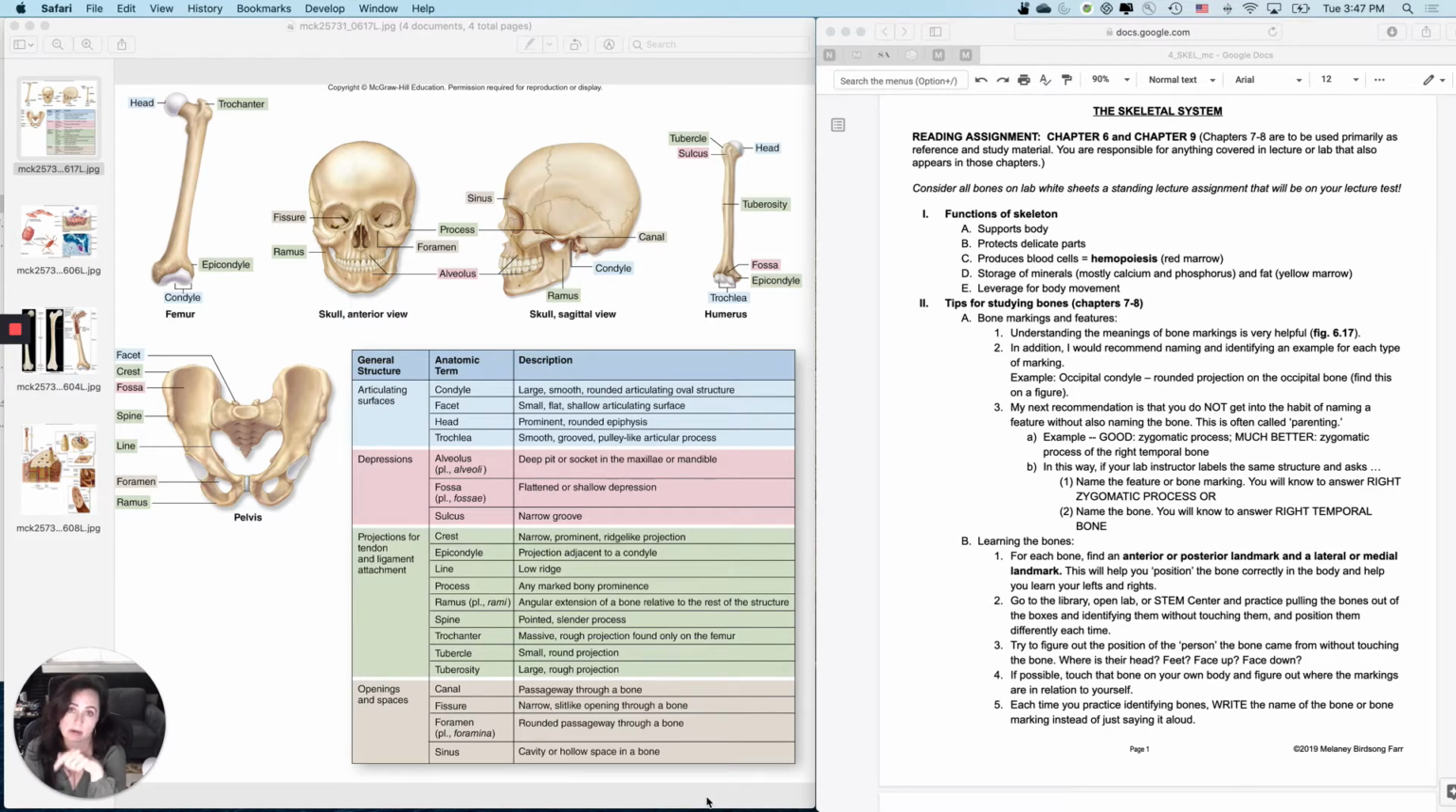Your red bone marrow is a connective tissue that makes another connective tissue, which is blood. The red bone marrow makes blood. Okay, so that's some of the basic functions of the skeleton. Now I want to just take a few minutes and give you some starting points for studying bones.